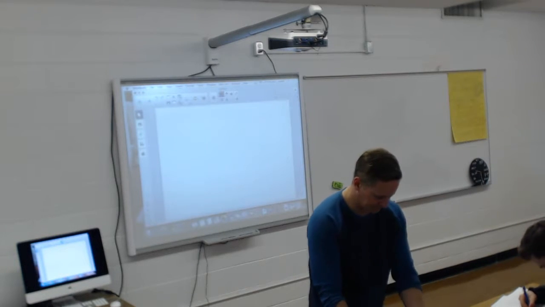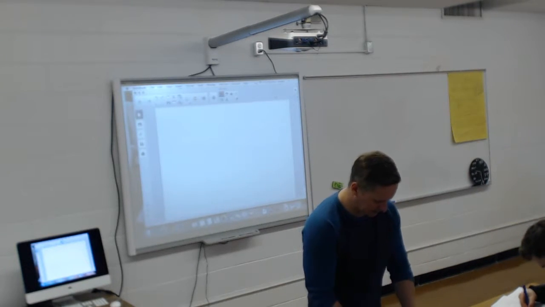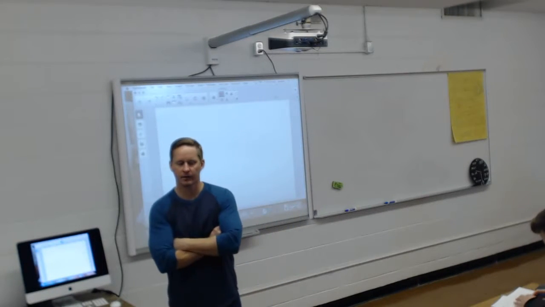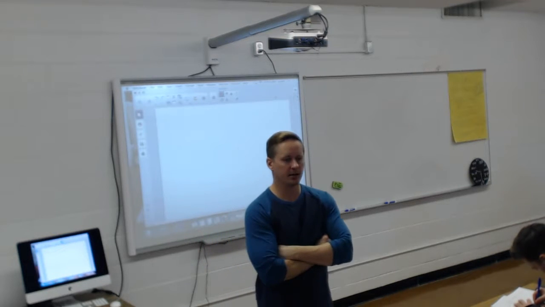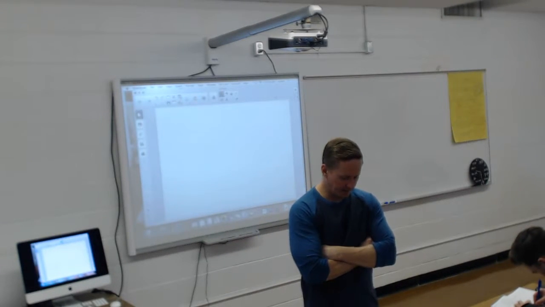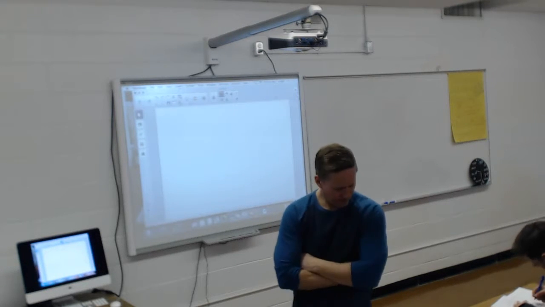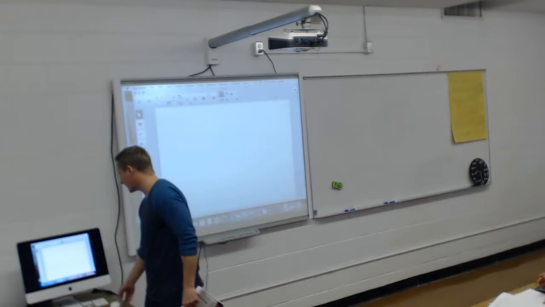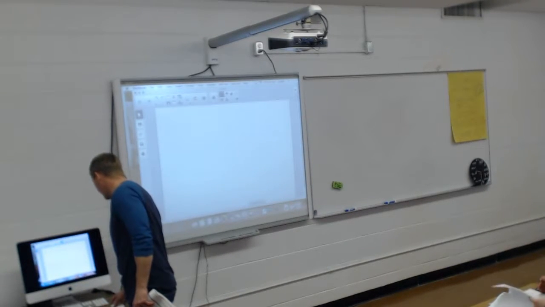Page 49. This is one of the few sections where they're actually going to let you use the graphing calculator, just to speed things up. So, we're on page 49. We did page 48 yesterday. So what I'm going to do right now is graph this for you.